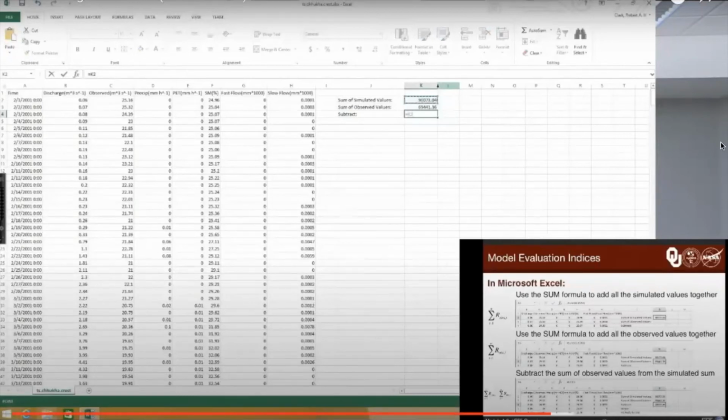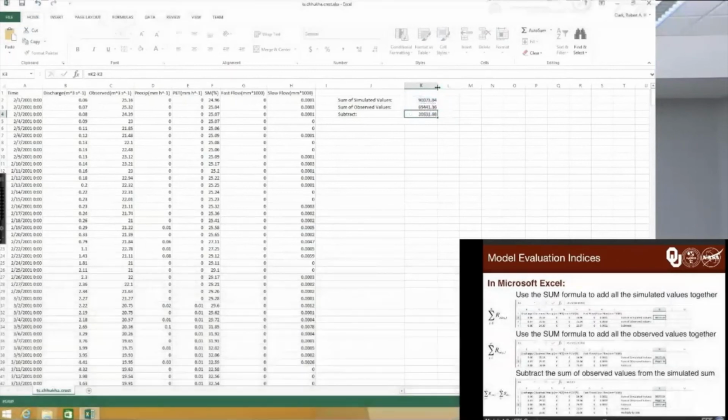spreadsheet, that'll be K2 minus K3, and I get something just over 20,600.